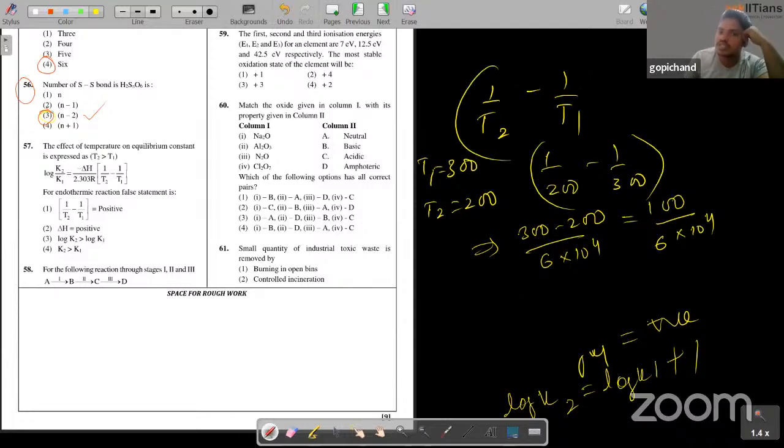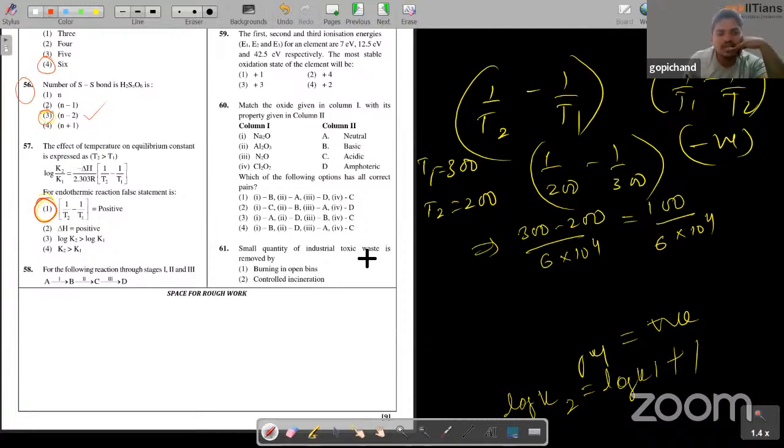So if this is positive, what about this one, 1 by T1 minus 1 by T2? Yes, definitely this will become negative. But the question in option 1 says it is positive. So that means the answer will be negative. So by doing the calculations, we understood that option 1 is false. If it is an endothermic reaction, the whole term should be negative. But if this is positive, what is going to happen? This will become negative and the overall equation will change. So that is why option 1 is the incorrect answer.